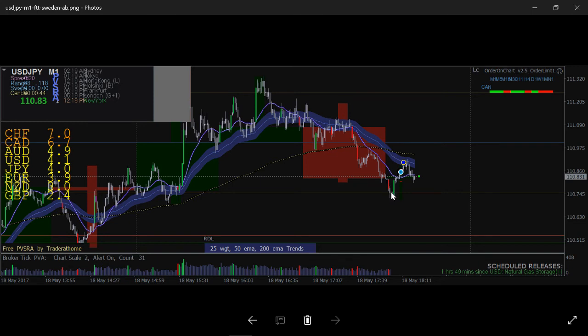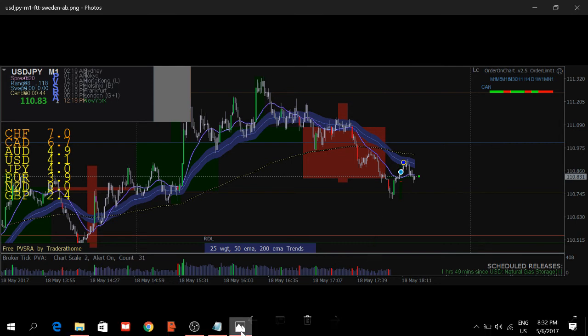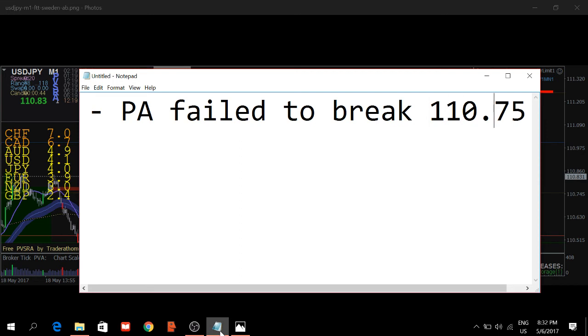A break would be really like boom, and then price would go. So this is not really a break, and this actually happens a lot of times, right? The price breaks a little bit to then go back up again. So I had one confirmation that price failed to break.